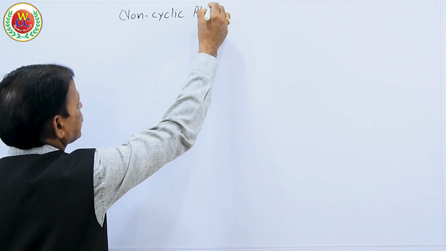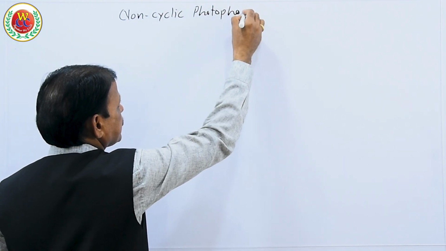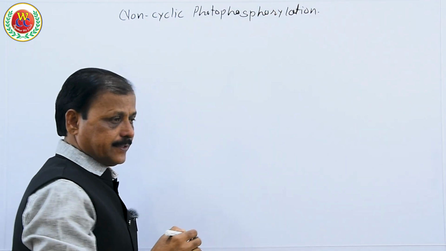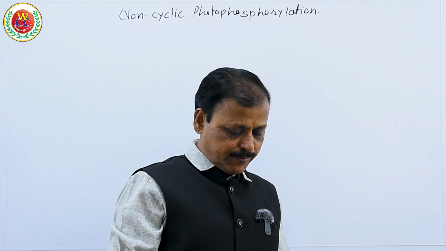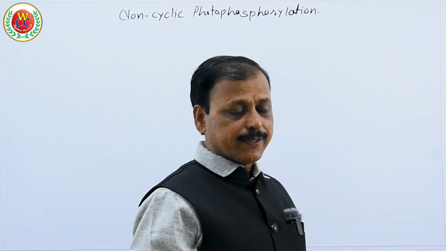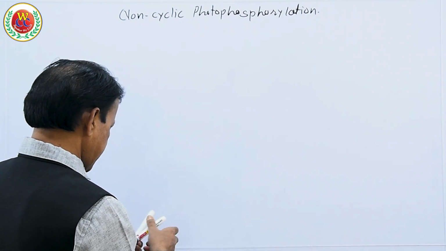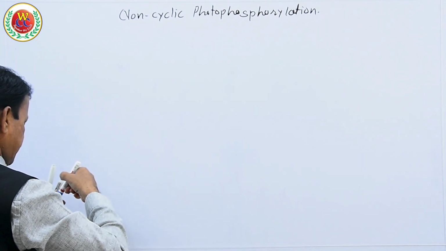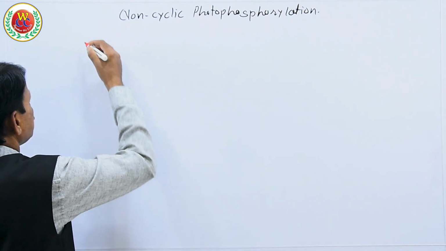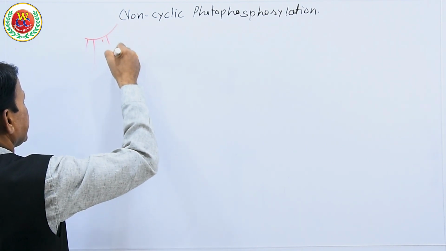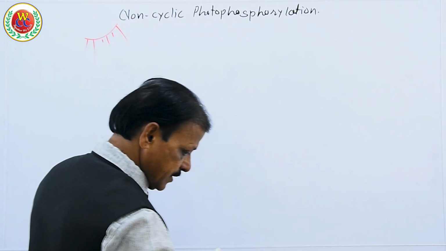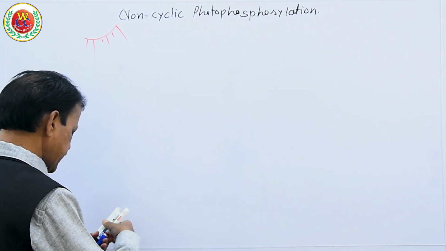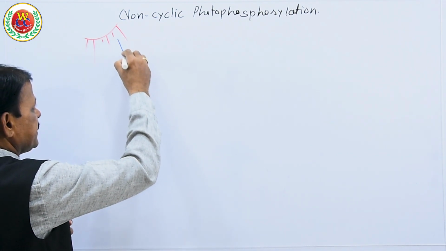Non-cyclic photophosphorylation. To learn non-cyclic photophosphorylation, we have to use the schematic flow chart. In non-cyclic photophosphorylation, both pigment systems 1 and 2 are involved. Pigment system 1 is P700 and pigment system 2 is P680.